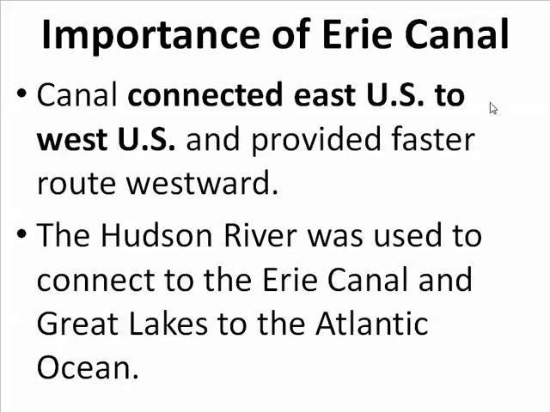So the canal connected the eastern United States to the western United States and provided a faster route westward. And the price of goods going across there is going to be cut by 95%. And people are going to be able to go over and settle the Northwest Territory a lot faster. I think Thomas Edison's dad owned a shop on the Erie Canal. A lot of that is going to move those people out to the Northwest. The Hudson River was used to connect the Erie Canal to the Great Lakes and Atlantic Ocean. So there are big connections going on.